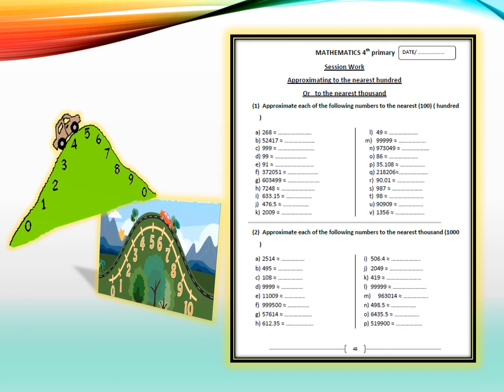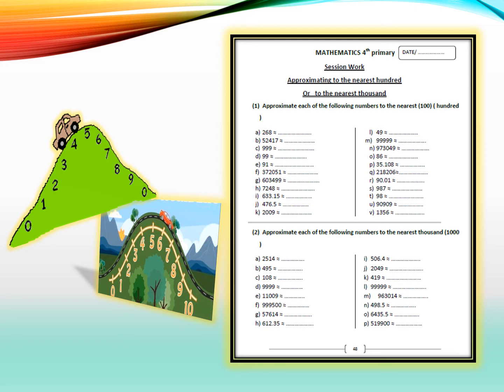In the first example, we have 268. We must underline the hundreds digit, which is 2, and look at the number on the right, which is 6, and ask if 6 is strong or weak. 6 is a strong number, so it will give 2 one, and 2 becomes 3. What about 6? It will be 0. What about 8? It will be 0. So the number after approximation will be 300.